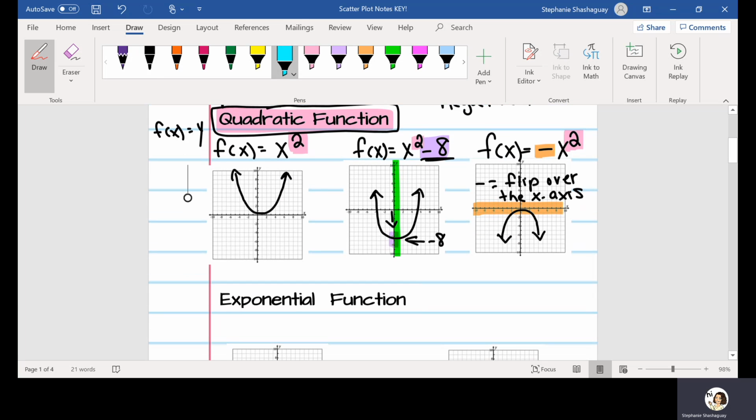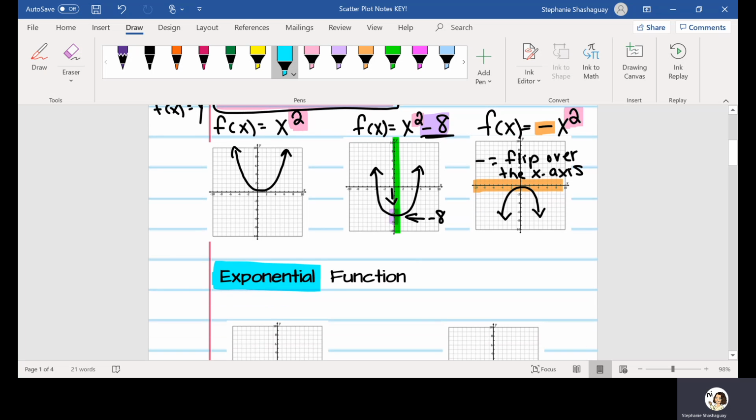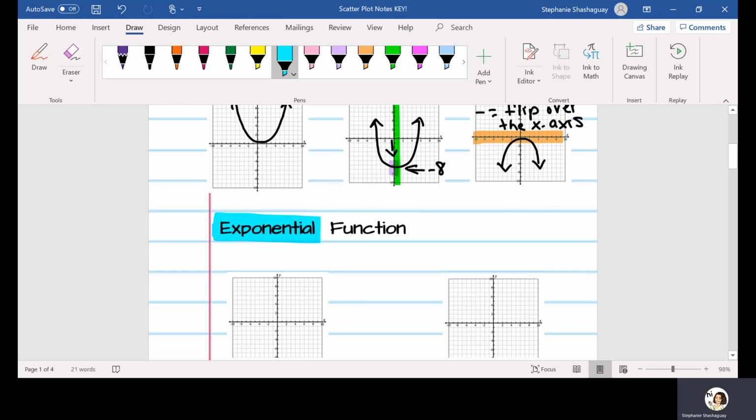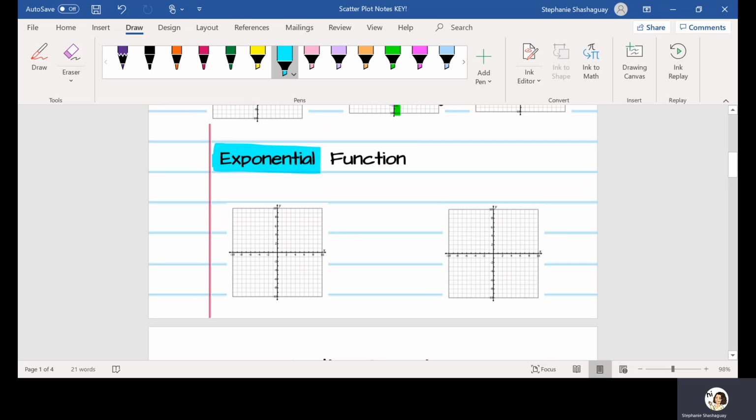The last type of function that I want to review is an exponential function. Again, we have not learned about exponential functions at this point. That's going to be section 7. We did review them in section 3, but you were just introduced to them briefly. So I wanted to reintroduce you to the exponential function and show you what it looks like on a graph.